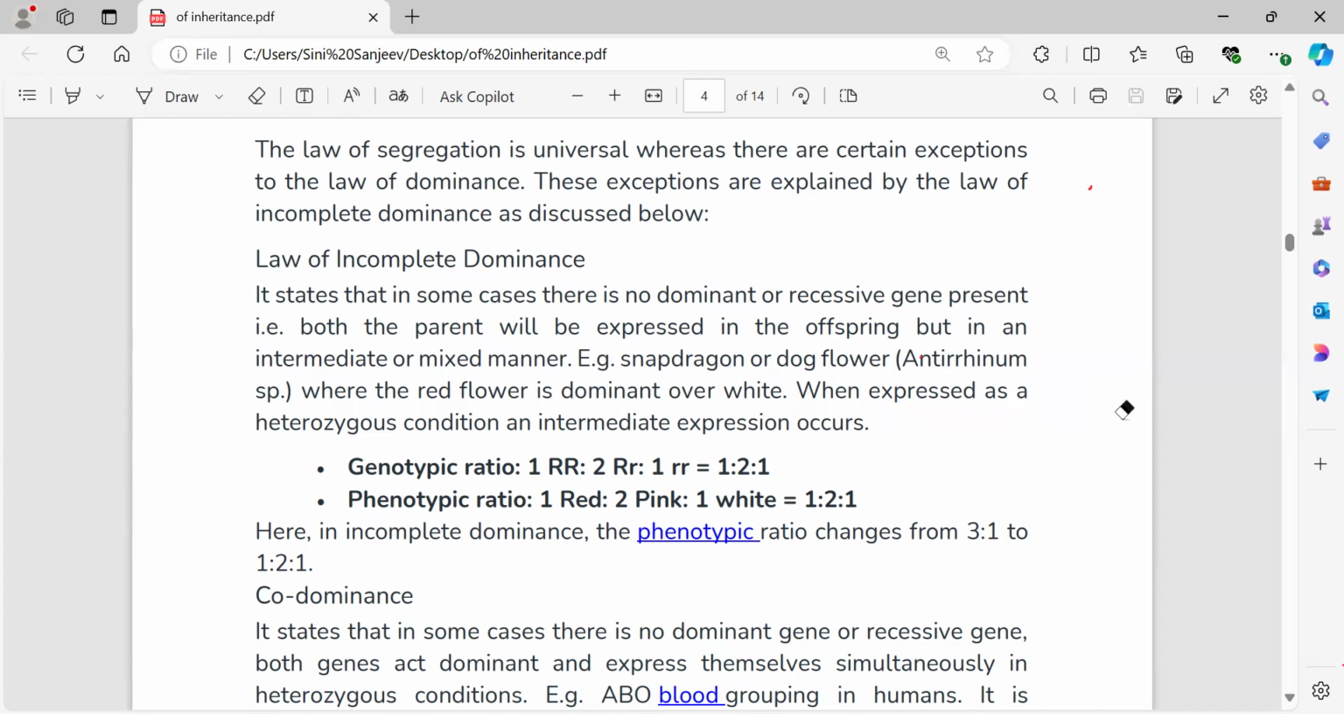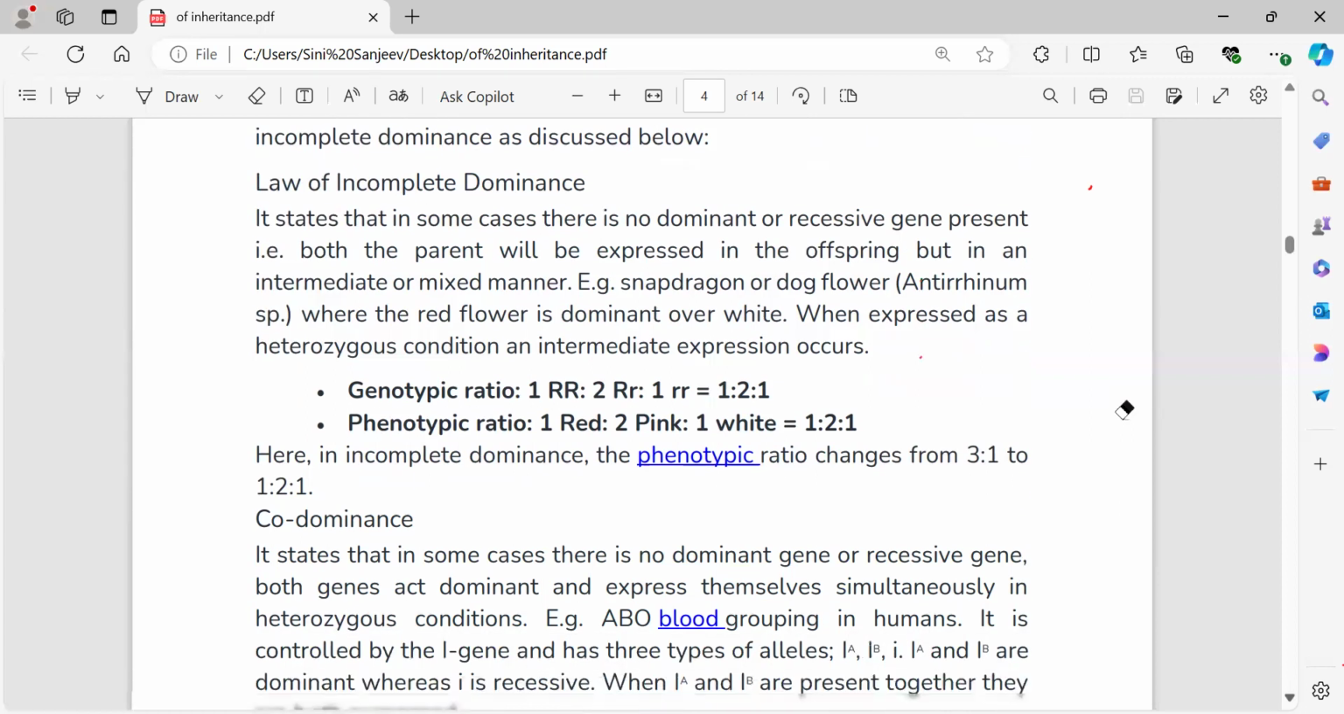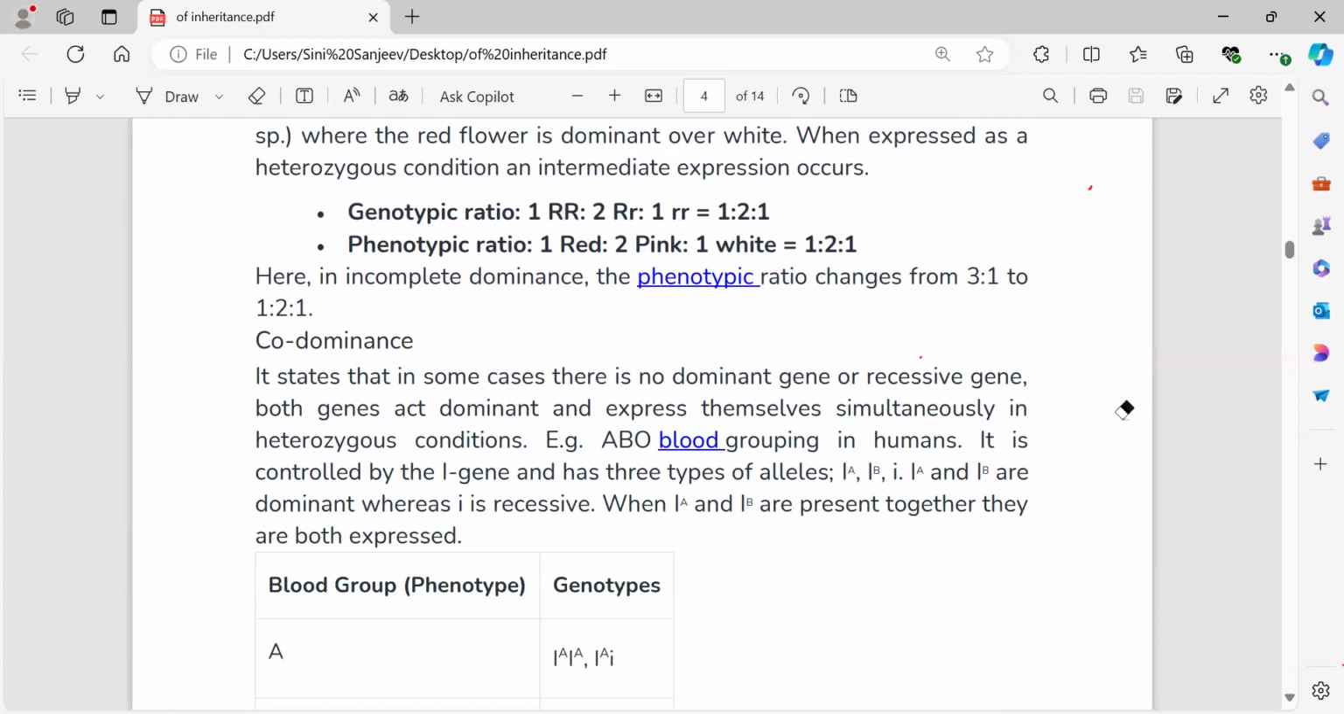But if they give a condition that it is an incomplete dominance, you say that the phenotypic ratio will be 1:2:1. Okay, so this is all about incomplete dominance. In the same way, you have one more dominance type, which is called codominance, which you generally see in the blood groups. Okay.